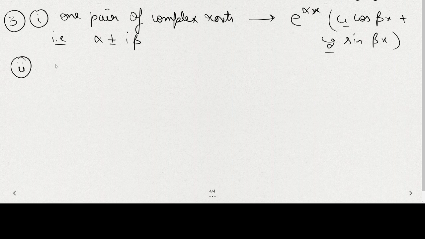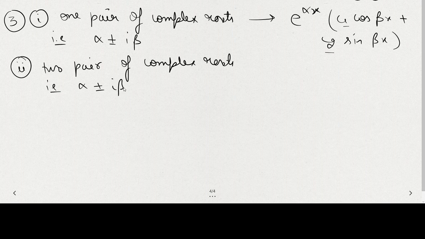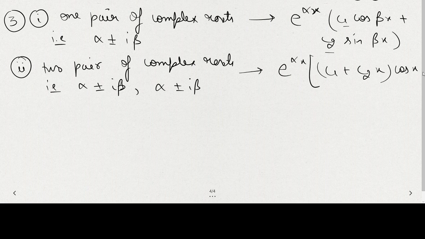Second, if you have two pairs of equal complex roots, that is alpha plus minus i beta and alpha plus minus i beta, then you will write e^(alpha x) times ((c1 plus c2 x) cos beta x plus (c3 plus c4 x) sin beta x).